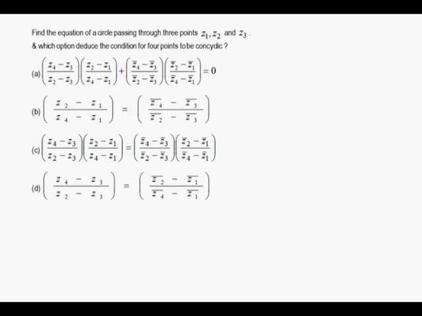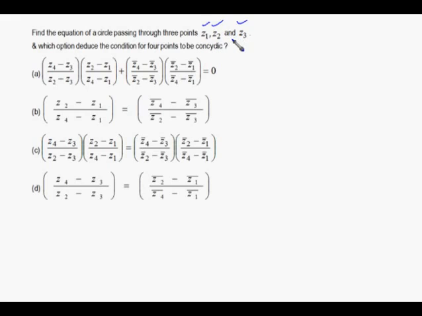Now in this question, we have to find the equation of the circle that passes through the points z1, z2 and z3. So we've been given three complex numbers, z1, z2 and z3, each representing three distinct points, let us suppose (x1, y1), (x2, y2) and (x3, y3) on a circle. And we have to find the equation of that circle. The second part of the problem, which we will deal with later on, is to find out the condition for a fourth point to be concyclic with these 3 points.